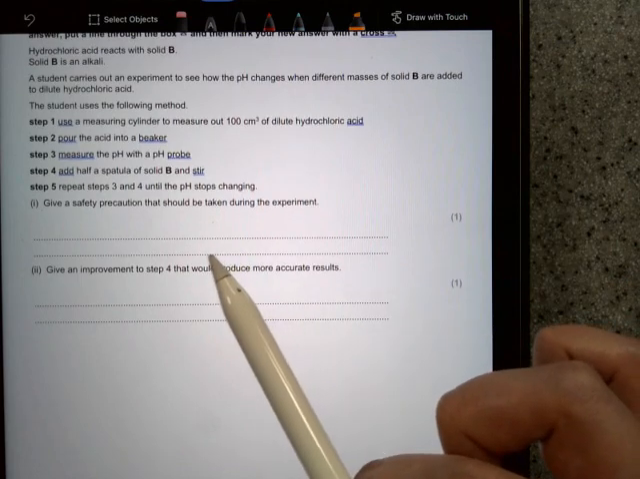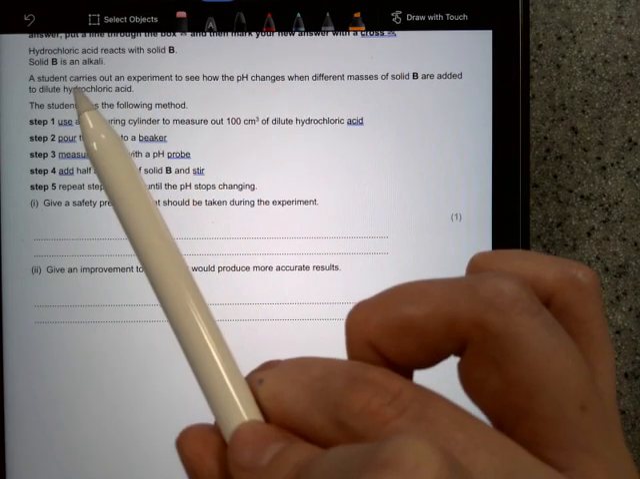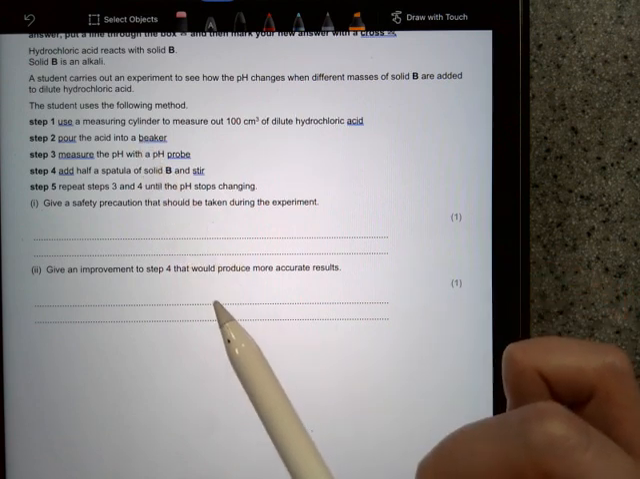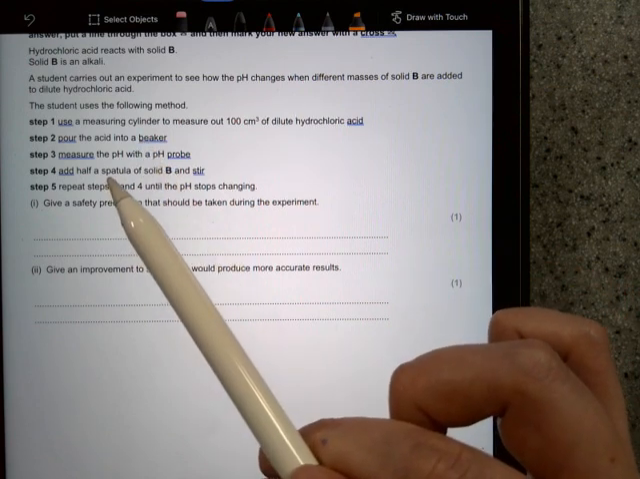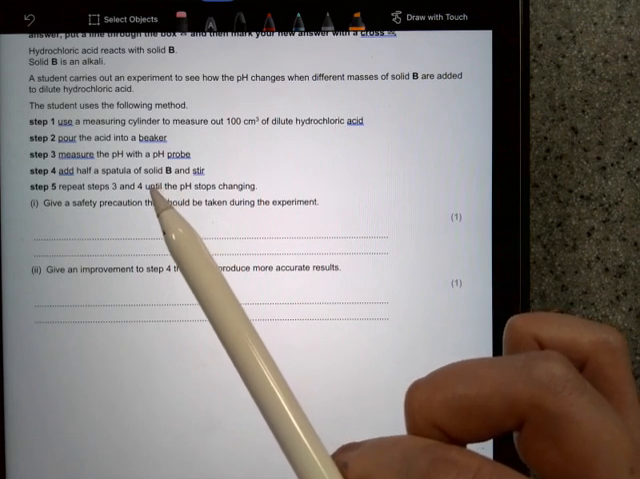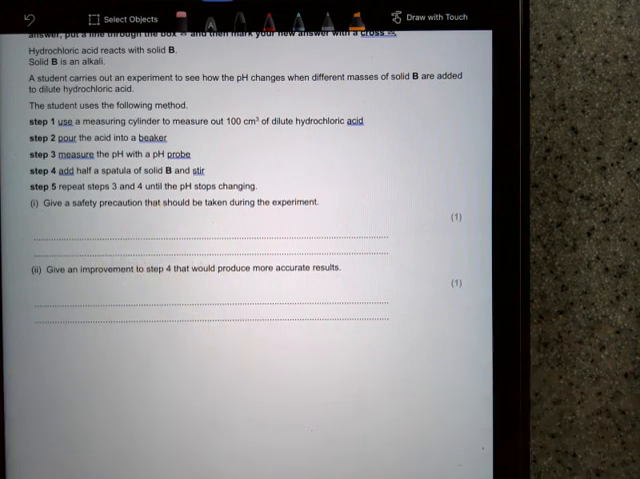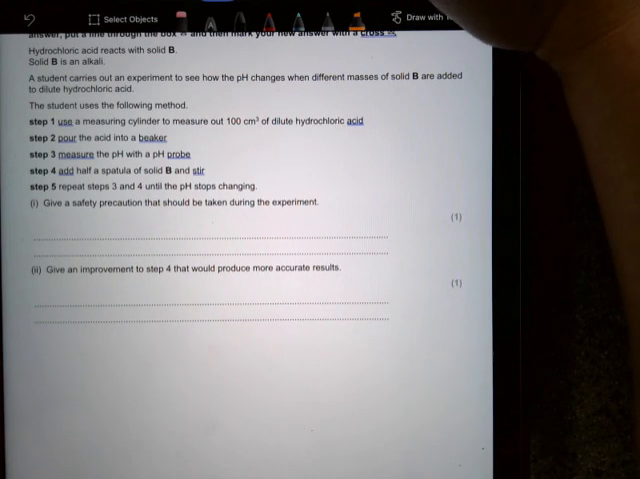Next one, safety precaution. You can just use your gloves and goggles because it's just an acid reacting with an alkali like we would do in school. An improvement for step 4, you're using a spatula to measure out your solid. Because it's a solid, the most accurate way to measure it would be to use a mass balance and actually get the mass and know how much you're adding each time. Again, if you've got questions on any of the others, come and find me.